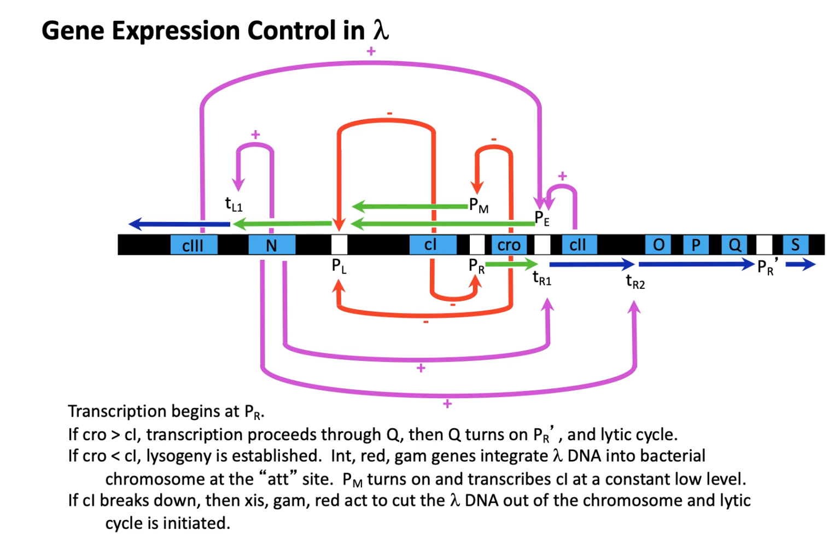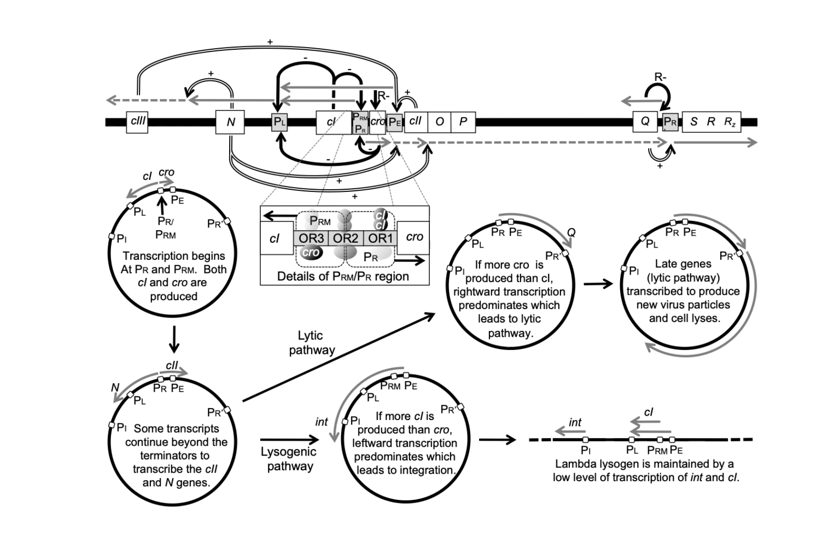So depending on the relative proportions early in the infection of CI and Cro, that really determines the direction of transcription and whether you go towards the lytic type of growth, forming more lambda particles and lysing the cell, or whether you go to the lysogenic direction, remaining integrated in the host cell chromosome. So this diagram provides a little more detail on that process.